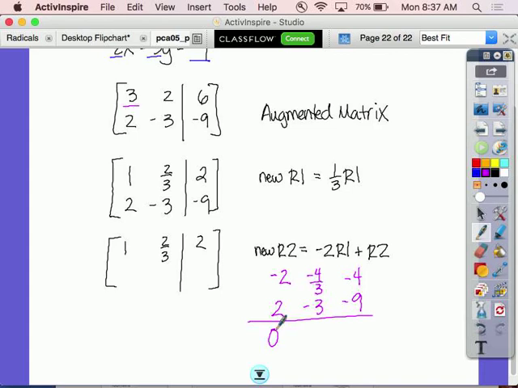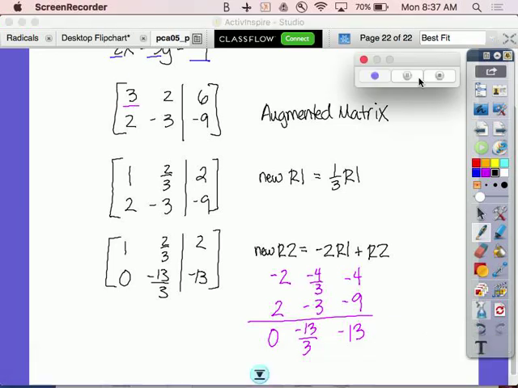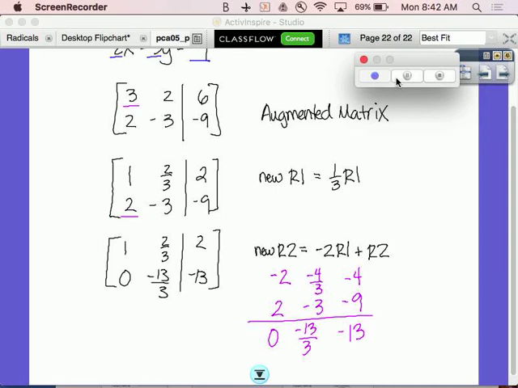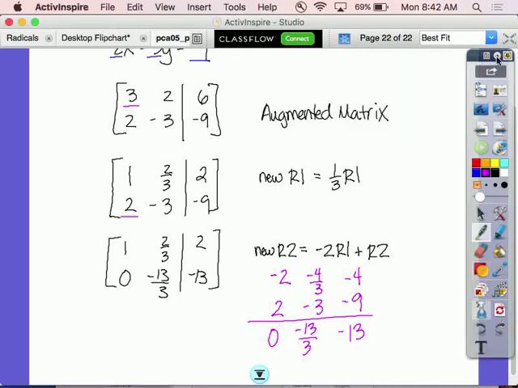I wanted that 0 to be there. Negative 4/3 minus 3 is going to be negative 13/3. And then this will just be negative 13. So that's going to be my new row 2: 0, negative 13/3, negative 13. All right, we've got one more step to get this completely in row echelon form, and then we can solve.